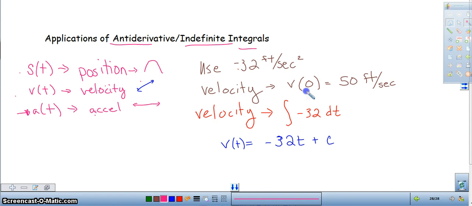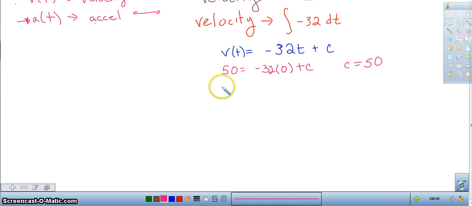I know at time 0, so when the time is 0, velocity equals 50, so 50 equals negative 32 times 0 plus c, so c is 50. So now I have a velocity function. The velocity function itself is negative 32t plus 50. So if I wanted to know the velocity when time was 6, I could plug 6 in here. If I wanted to know the velocity when time was 12, I would plug 12 in there.